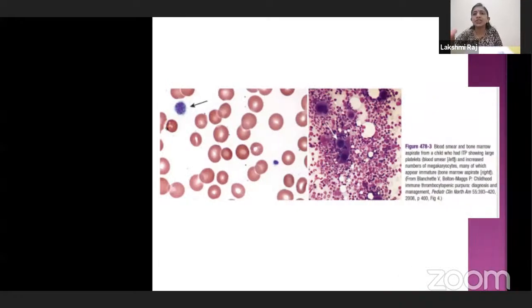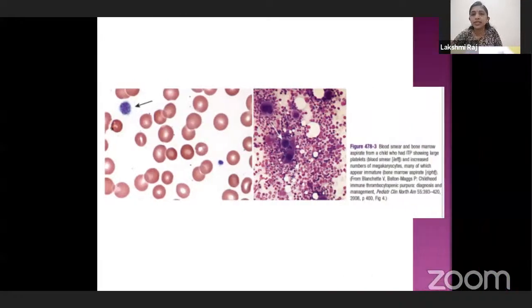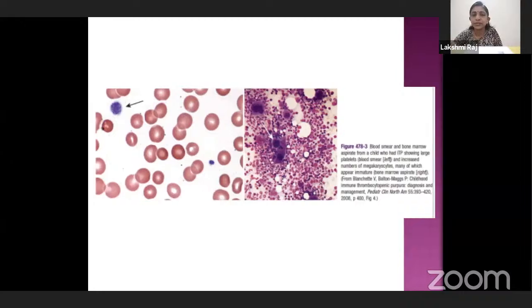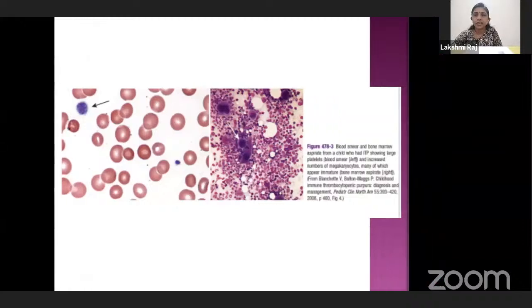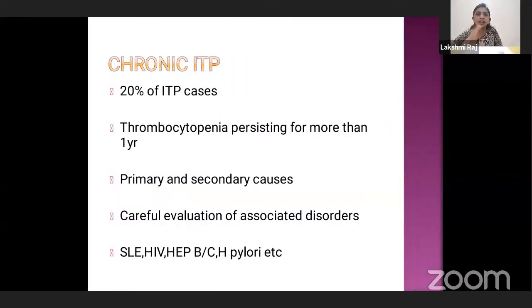So this is a picture of peripheral smear and bone marrow. The left one is a peripheral smear. You can see a single megakaryocyte, which is large in size. And that is, it's not megakaryocyte, it is a platelet. Platelets are larger in size. And in bone marrow, you can see megakaryocytes. That is increased in number as well as size. And the bone marrow will not show any abnormality in other cell lines in ITP.